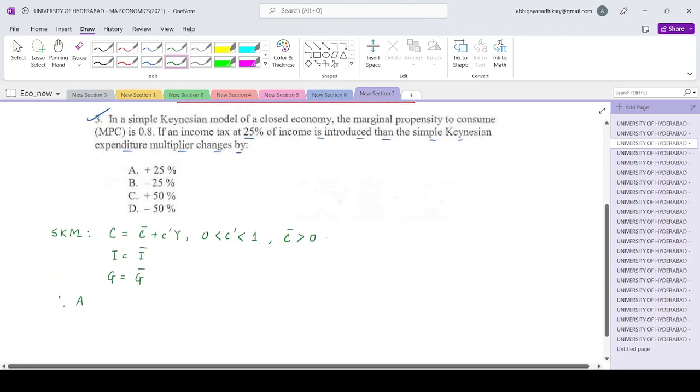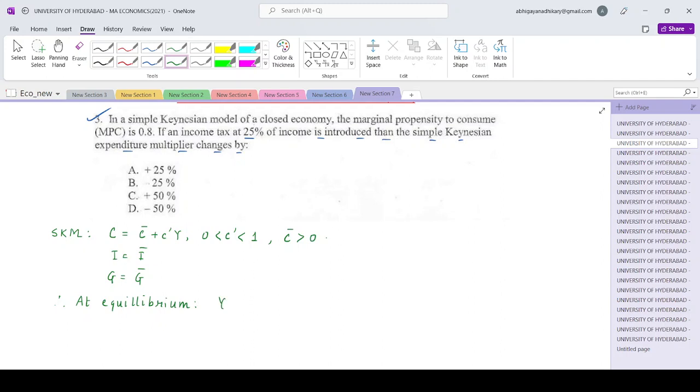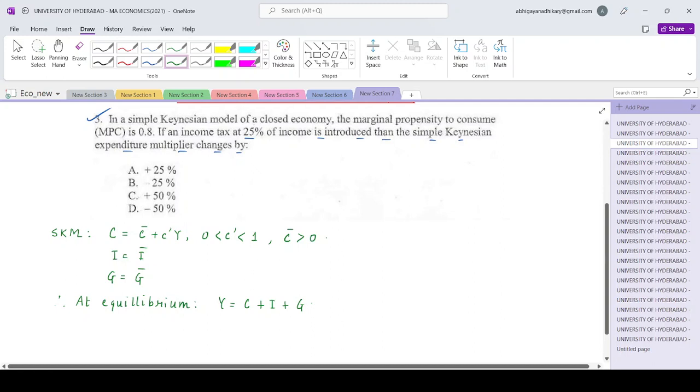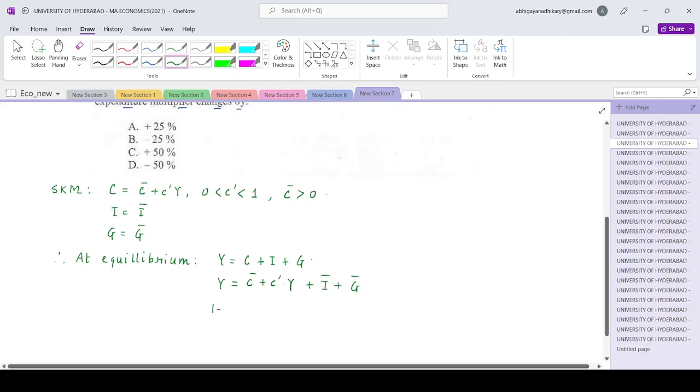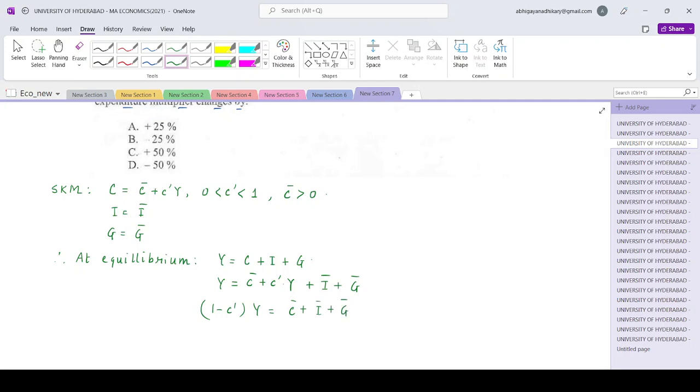And at equilibrium, since it's a demand determined economy, what do we have? Y equals C plus I plus G. If you expand it out, C can be replaced by the consumption function, investment is anyway autonomous, and this is G bar. So if you take the 1 minus C prime on the left side, you are basically left with C bar plus I bar plus G bar, correct?